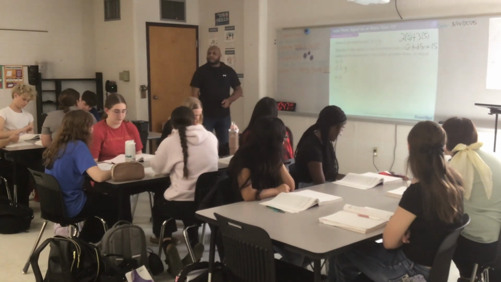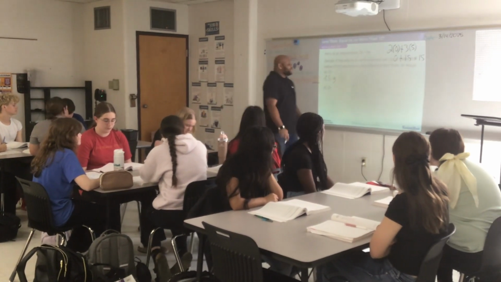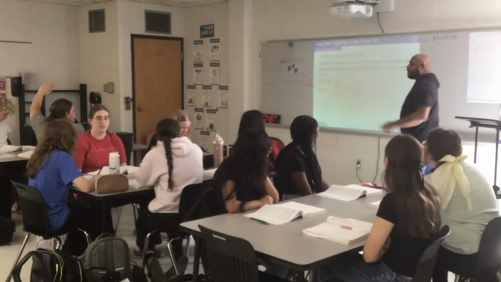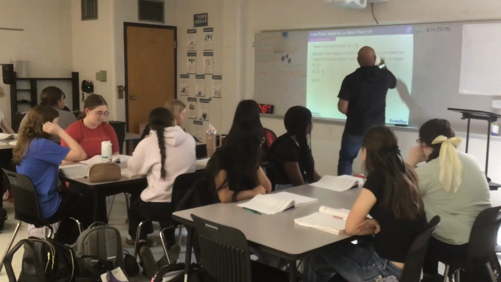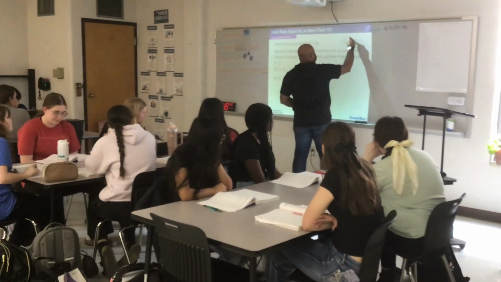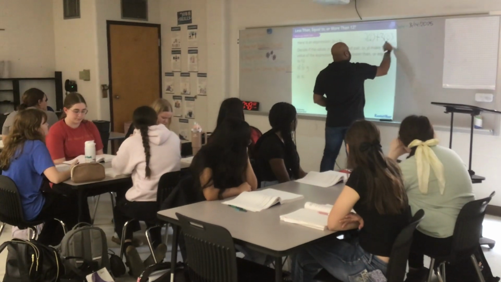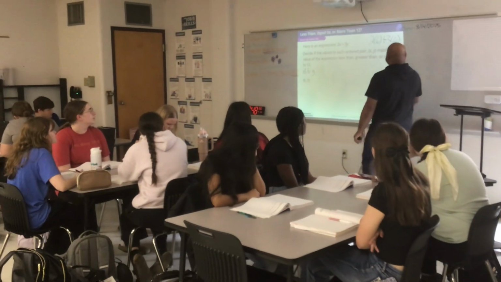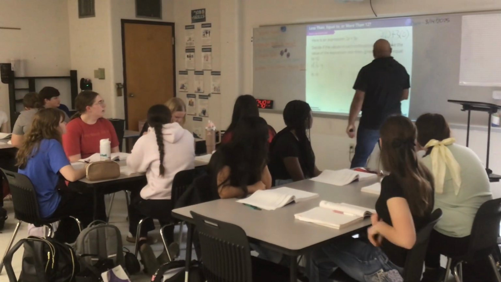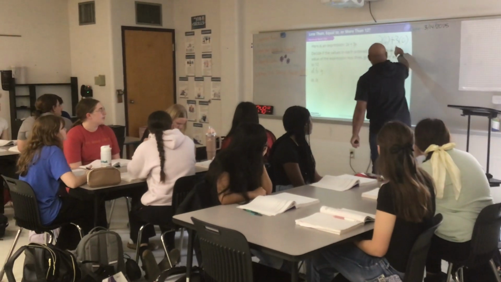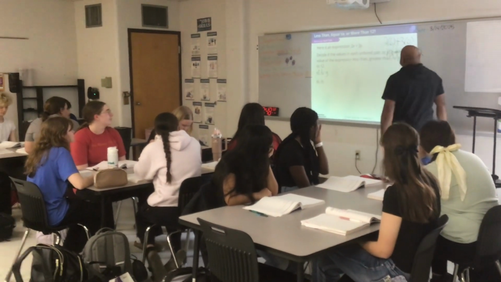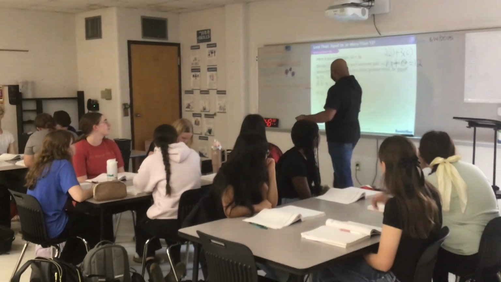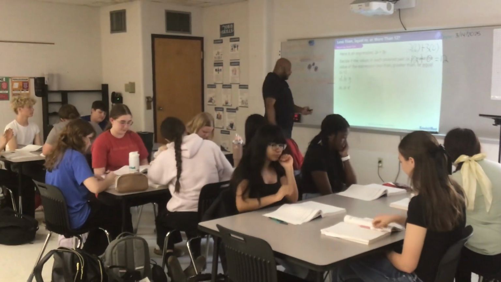Ordered pair 6, 0. So what will be my setup for 6, 0? Anybody tell me? Lily? Very good. Everybody agree to that? Yes. All right. So we do our math. 2 times 6 is 12. 3 times 0 is 0. So we have 12. Greater than, equal to, or less than? Equal to. Let's put an E there.